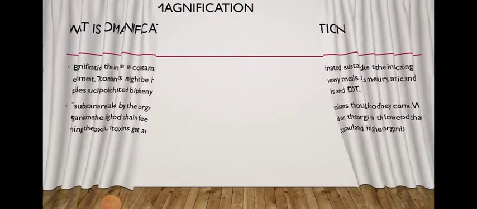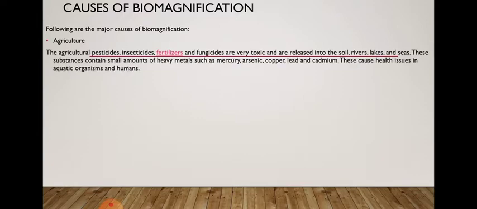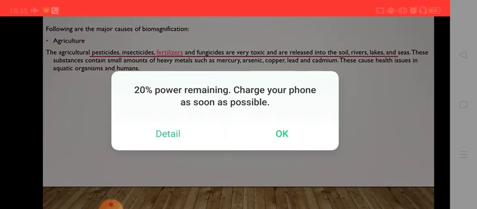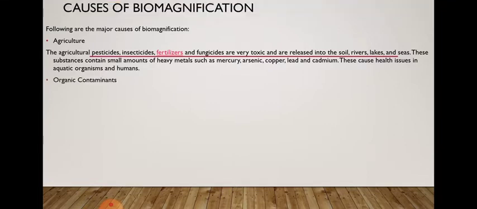Now we will be discussing the causes of biomagnification. Following are the major causes of biomagnification. Here is agriculture. The agricultural pesticides, insecticides, fertilizers and fungicides are very toxic and are released into the soil, rivers, lakes and seas. These substances contain small amounts of heavy metals such as mercury, arsenic, copper, lead and cadmium. These cause health issues in aquatic organisms and humans.